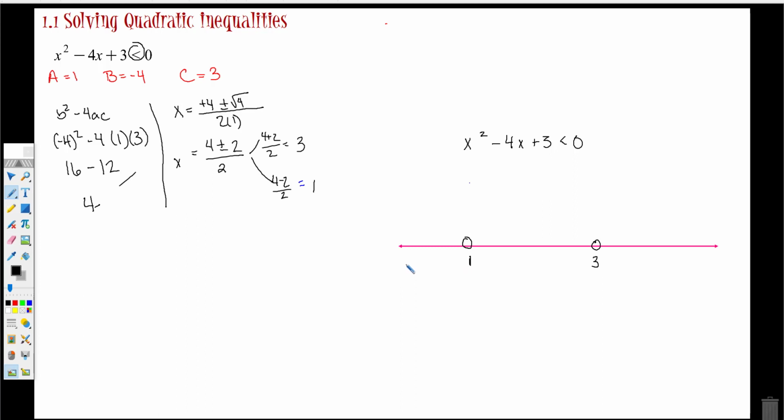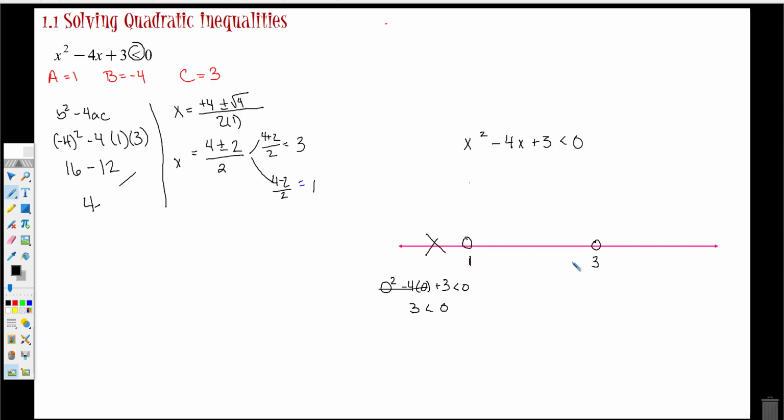So let's try a number smaller than 1. Easiest number smaller than 1 is 0. So 0 squared minus 4 times 0 plus 3. That's all going to cancel out and give you 3. 3 is less than 0. Is that true or false? Well, it's false, so it can't be here.